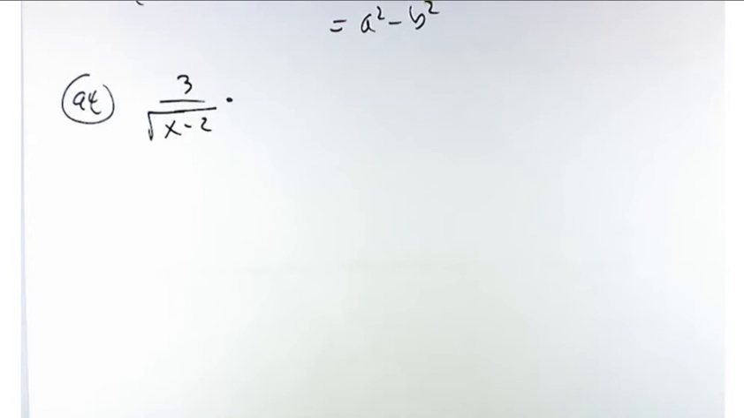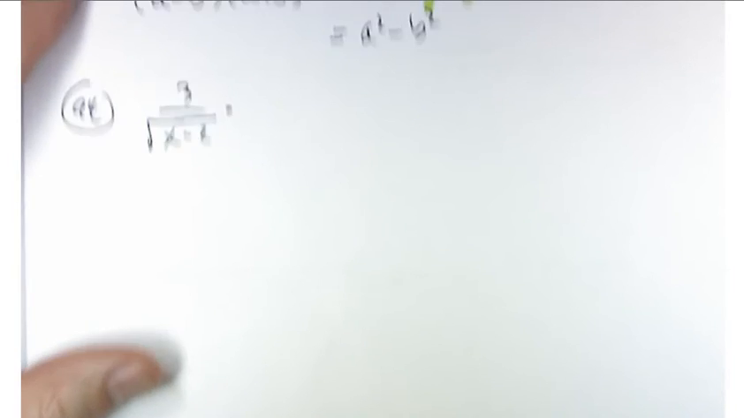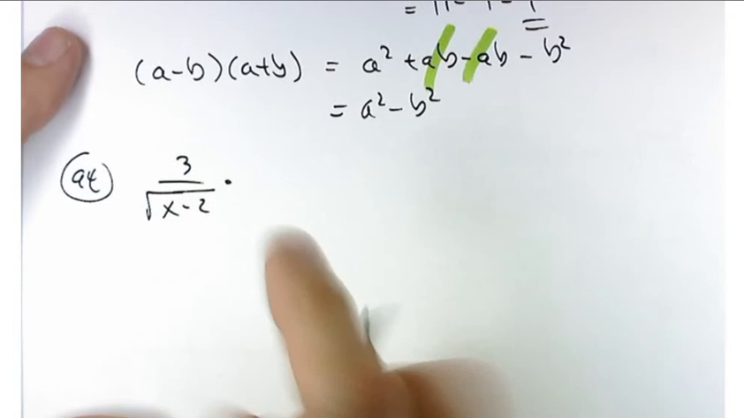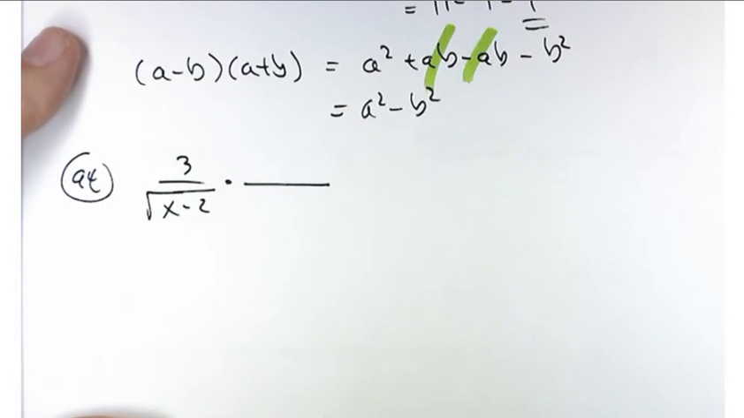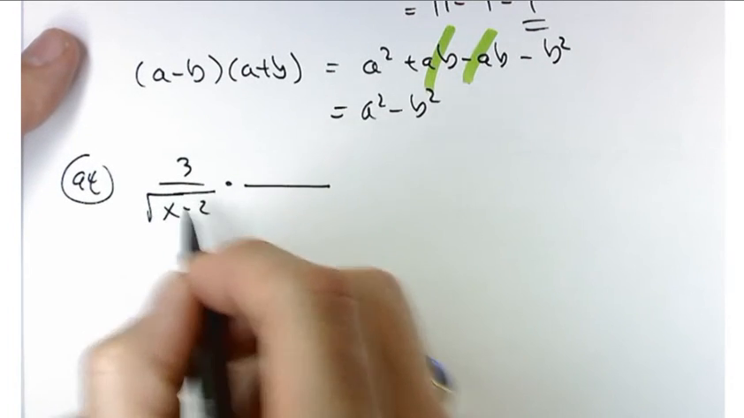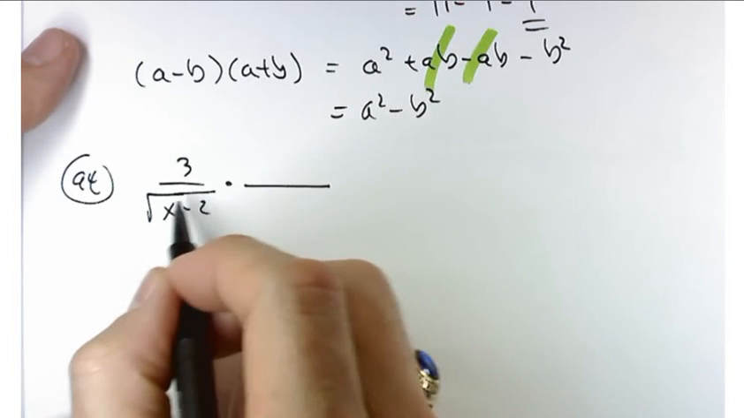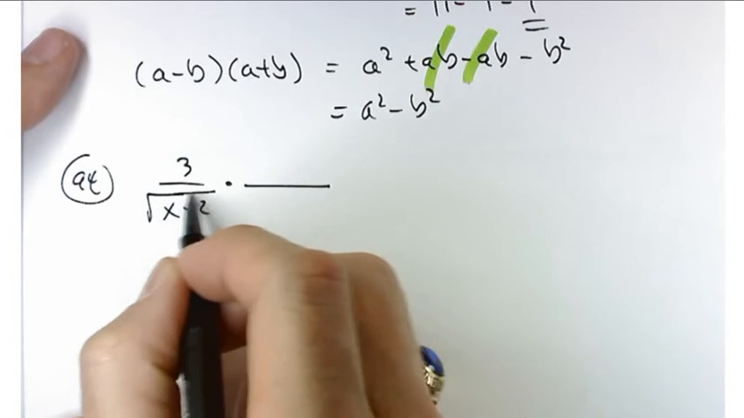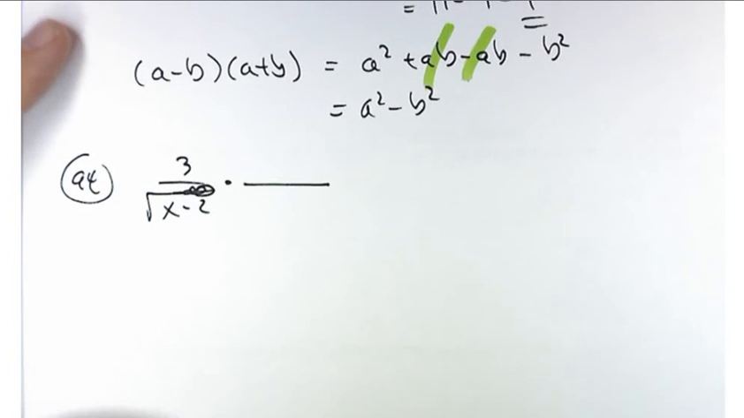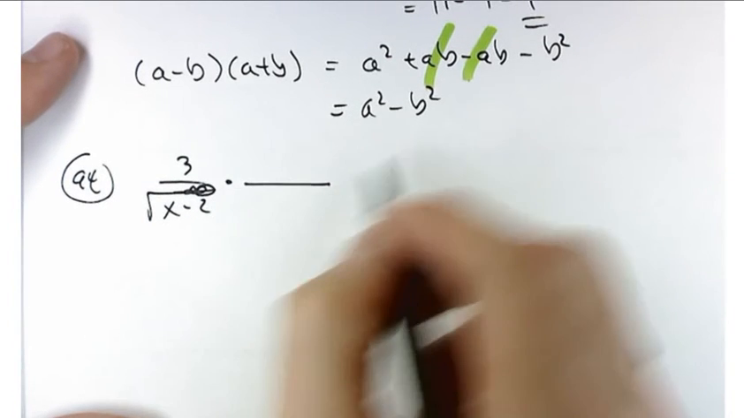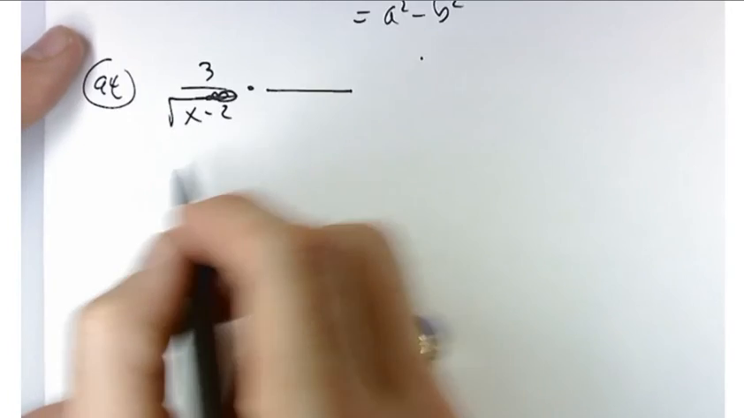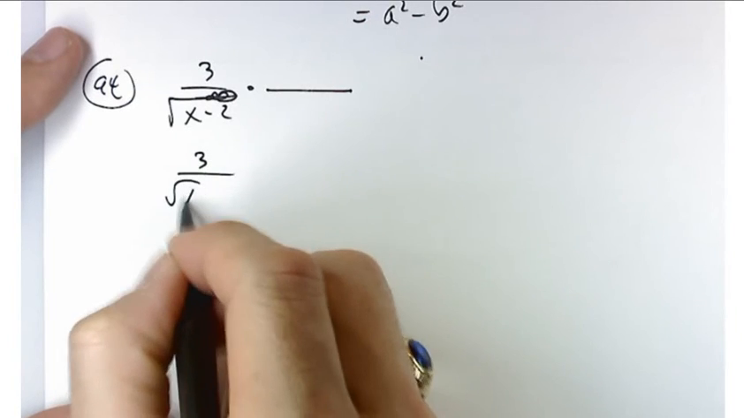Any ideas? What could I multiply by to help get rid of... Oops. That looks like it's underneath the whole thing. It shouldn't be. So let me just rewrite it down here. 3 over the square root of x minus 2.